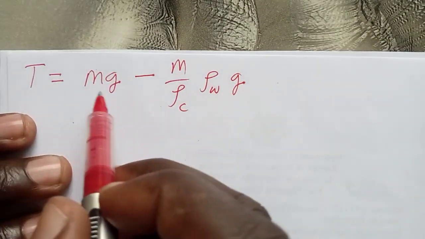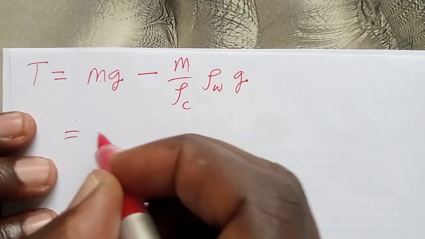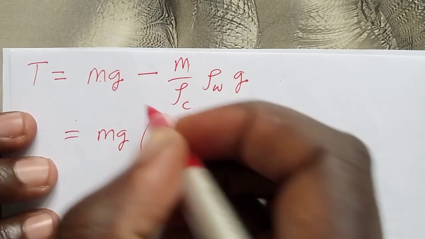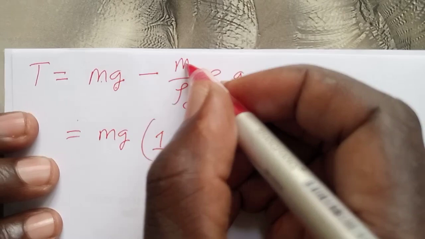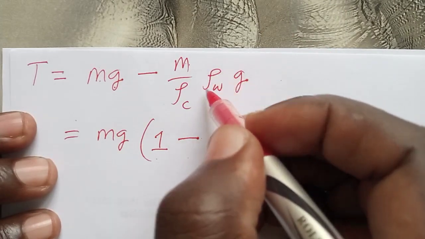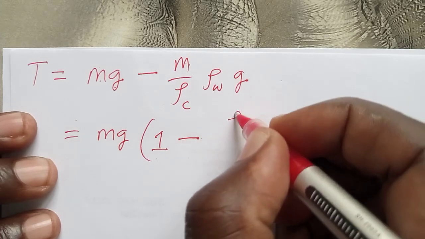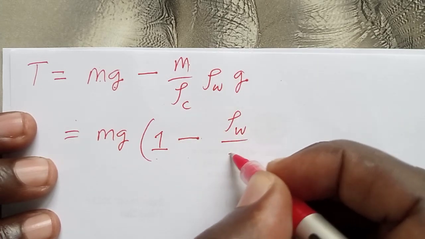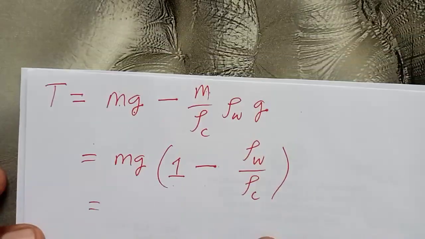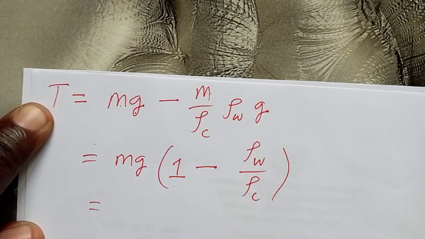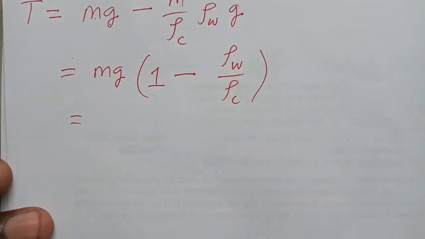Now, they have two things in common. You see m in common, g in common, so I can factorize mg, okay? mg divided by mg is 1 minus, if I take the m here and the g here, I will only have rho, density of water divided by density of copper. So density of water divided by density of copper. Moving on, since tension is my subject of formula, it means at the end I can calculate this tension.